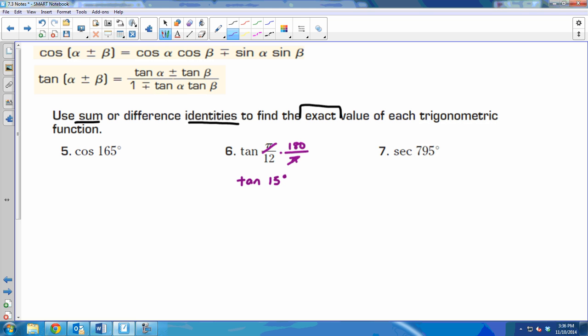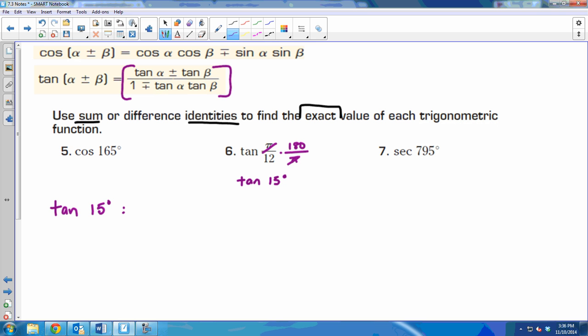So now I have tangent of 15 degrees, so I need to find two angles on the unit circle that I can add or subtract to get 15. You're not going to be able to add them, so you're going to have to subtract. And here I want to make a quick point. All right, tangent already is a bigger identity.